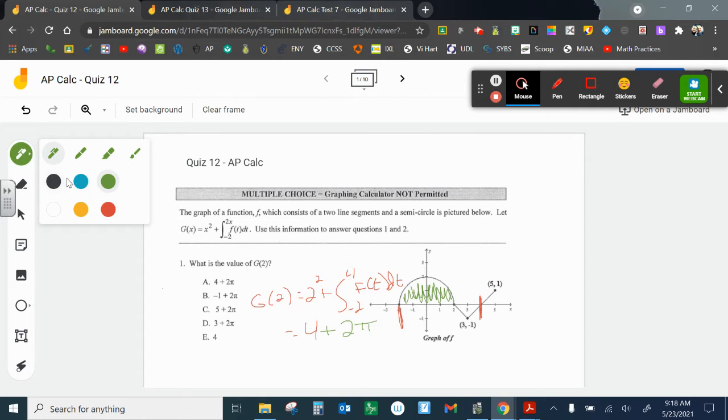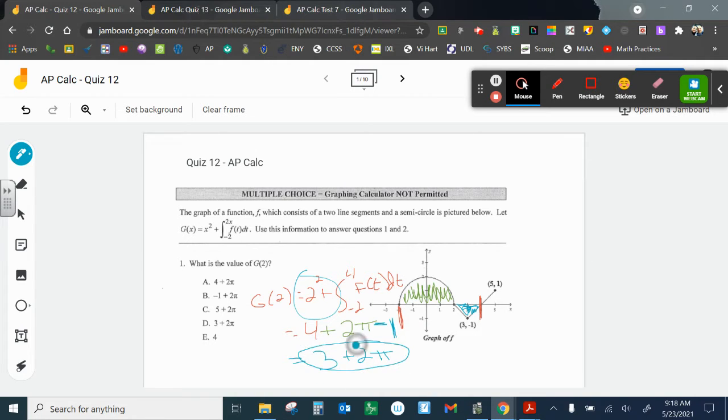And now, I'll put it in blue, the area of this triangle, because it's going to be negative. It's going to end up being 1/2 base times height. The base is 2. The height is 1. 2 times 1 is 2, and then we cut that in half, so it's minus 1. So now the 4 from right here, minus 1 in the triangle is 3. And then the semicircle is 2 pi. So my answer here is D, 3 plus 2 pi.